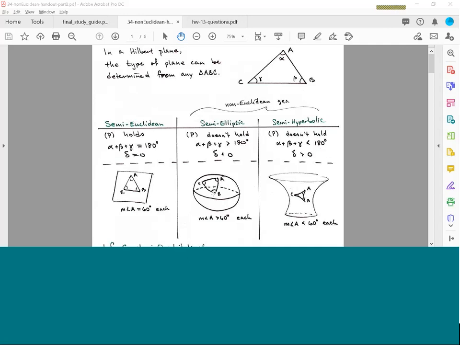Please note, just by convention and because we're writing here on a flat piece of paper, what we do is we bow these sides out to indicate that we're actually going around a sphere. It's kind of like making it a perspective drawing.